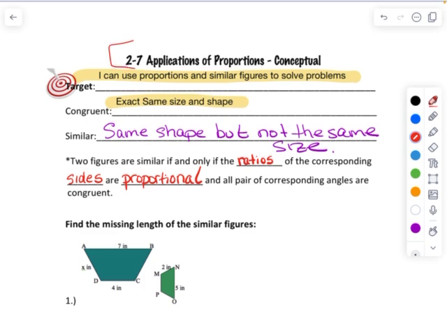Hello, welcome to 2.7 Applications of Proportions. In this lesson, we are going to be able to use proportions and similar figures to solve problems. Please go ahead and copy the target now.